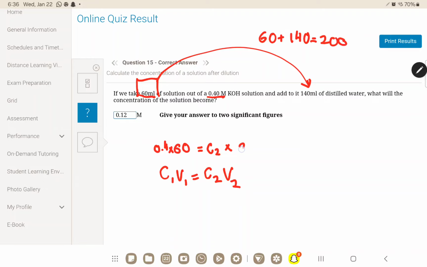So C2 times 200. Solve it on your calculator. 0.4 times 60 will give you 24. And then 24 divided by 200 will give you 0.12. So C2 equals 0.12. That's your answer.